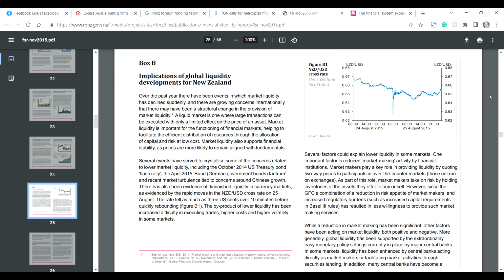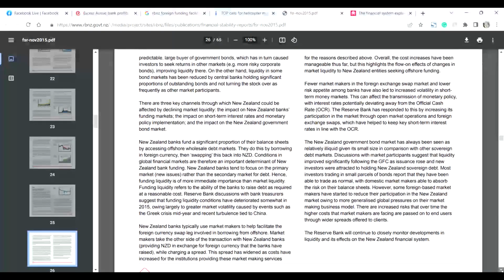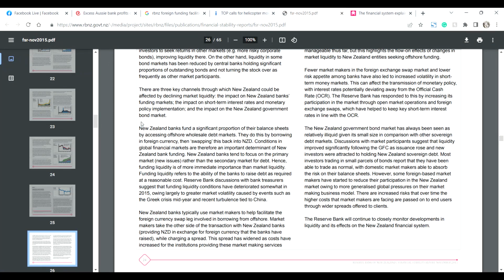The implications of global liquidity developments for New Zealand. New Zealand banks fund a significant proportion of their balance sheets by accessing offshore wholesale debt markets. They do this by borrowing in foreign currency, then swapping this back into the New Zealand dollar. Conditions in global financial markets are therefore an important determinant of New Zealand bank funding. New Zealand banks tend to focus on the primary market, new issues, rather than the secondary market debt. Hence, funding liquidity is of more immediate importance than market liquidity.